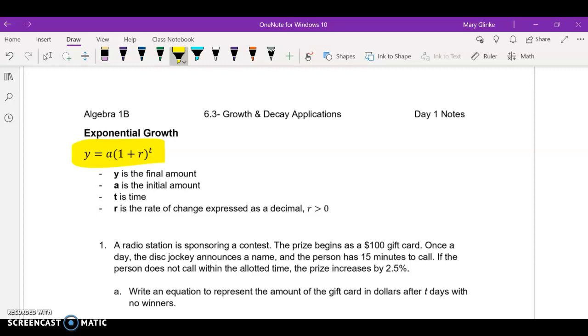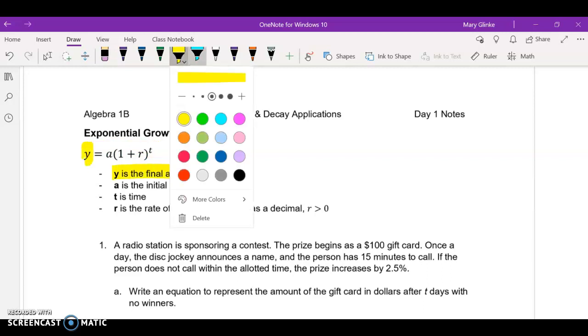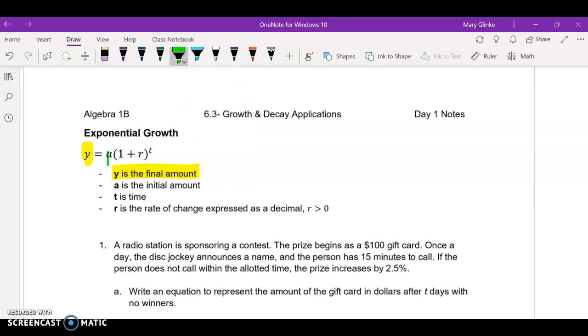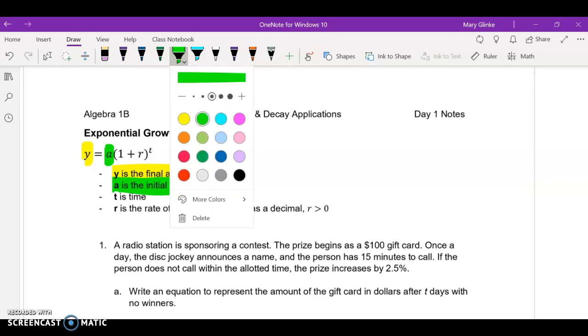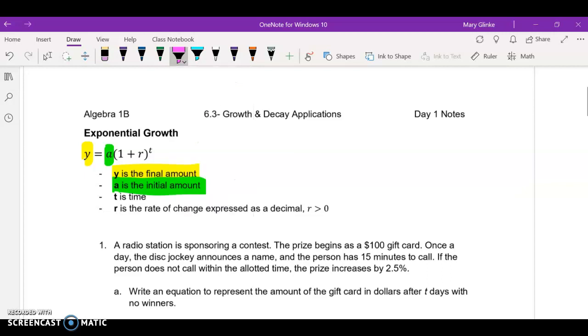Now each of these different things means different things. So like the y value stands for your final amount. It's your ending amount. The A value is your initial amount. So in your problem, it'll say something like this starts as a certain number of dollars, or you start with a certain amount of a population. The R is your rate.